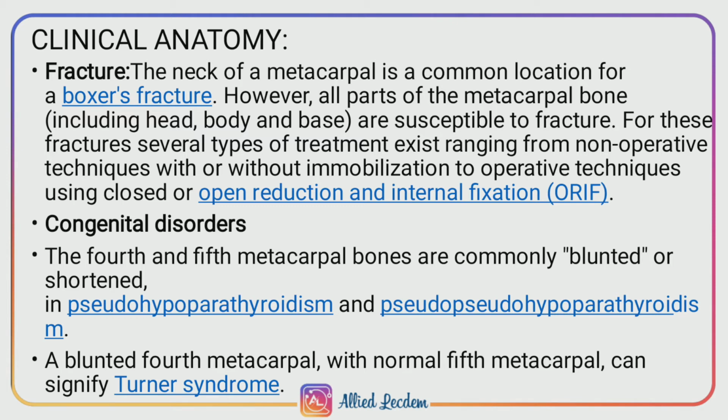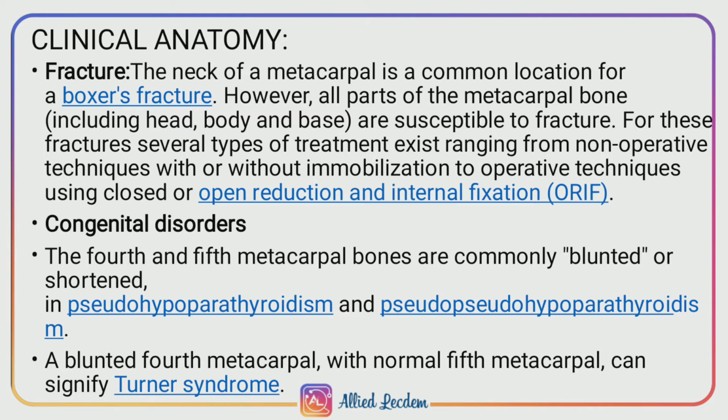So the treatment for this undergoes non-operative technique with or without immobilization, or an ORIF technique, that is open reduction and internal fixation. Next is the congenital disorder, in which the fourth and fifth metacarpal bones are commonly blunted or shortened in pseudohypoparathyroidism. A blunted fourth metacarpal with normal fifth metacarpal can signify Turner syndrome, which is a genetic condition.